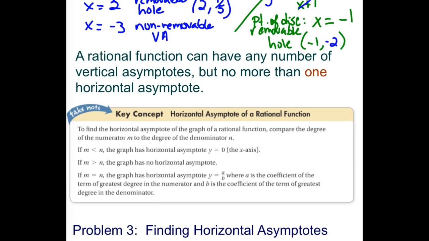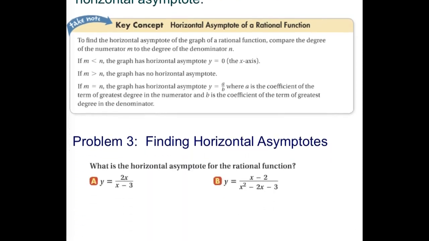A rational function can have any number of vertical asymptotes, but no more than one horizontal asymptote. That is important. We can have multiple vertical asymptotes, but we can only have one horizontal asymptote. Sometimes we will have one, sometimes we won't. So how we find horizontal asymptotes is based on the degree of the numerator and the denominator.